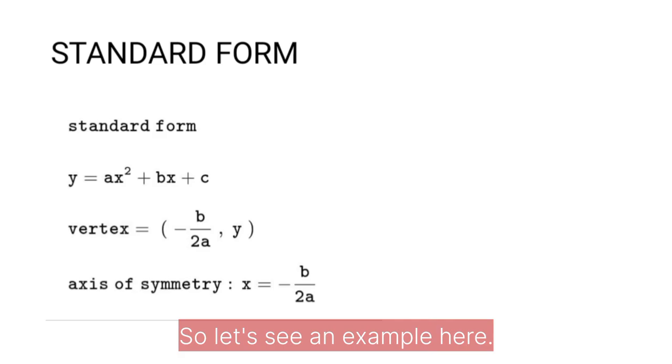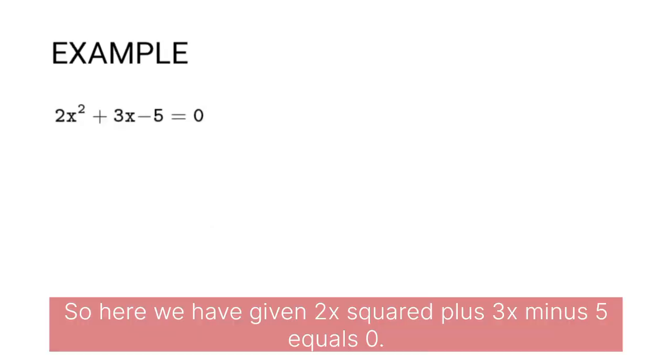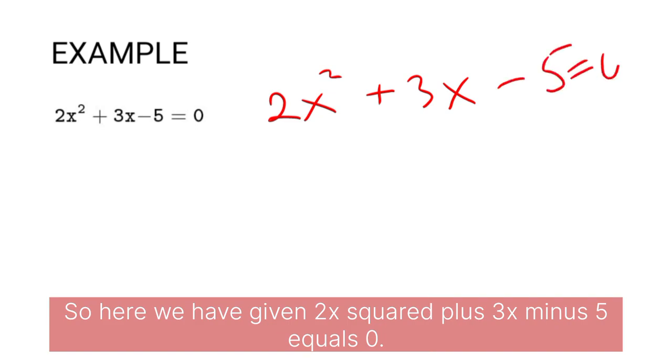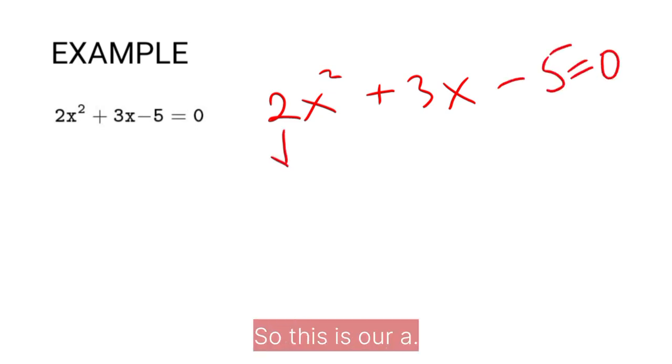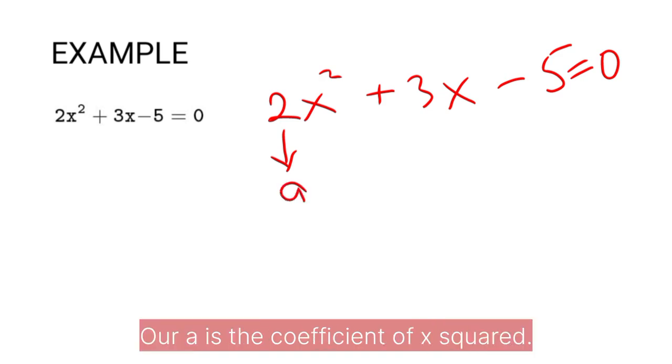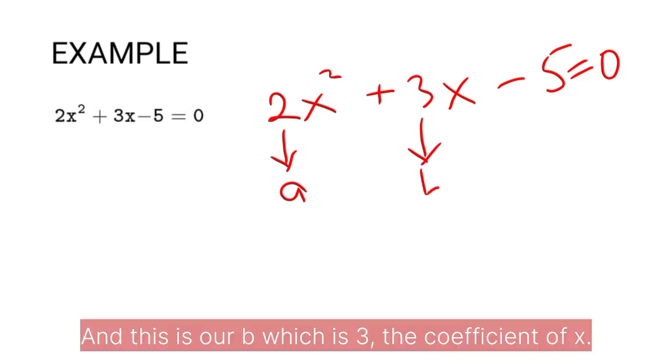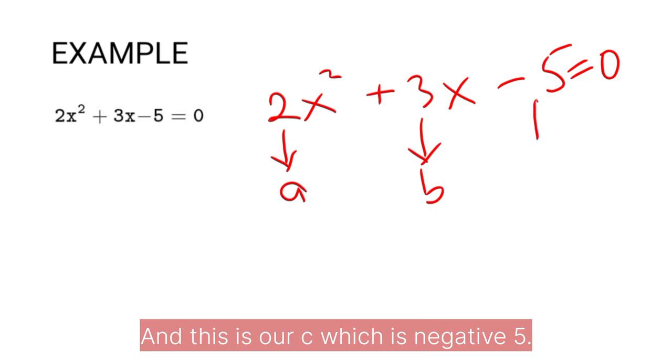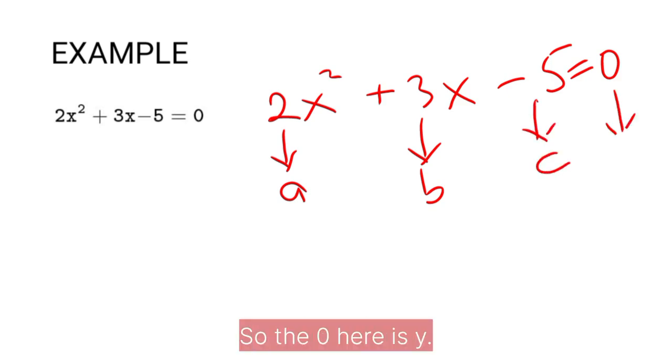So let's see an example here. We're given 2x squared plus 3x minus 5 equals 0. This is our a, the coefficient of x squared, which is 2. This is our b, which is 3, the coefficient of x, and this is our c, which is negative 5. The 0 here is our y.